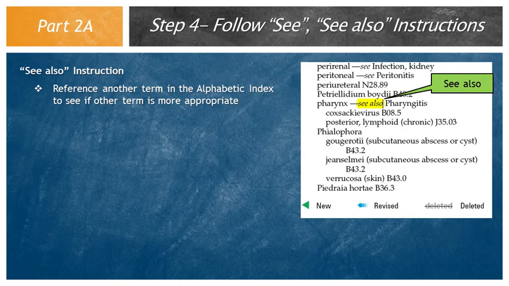On the other hand, See Also directs the coder to reference another term in the alphabetic index to see if the other term is more appropriate. For example, if the respiratory infection was in the pharynx, the coder would be directed to look up pharyngitis to see if it is more appropriate.